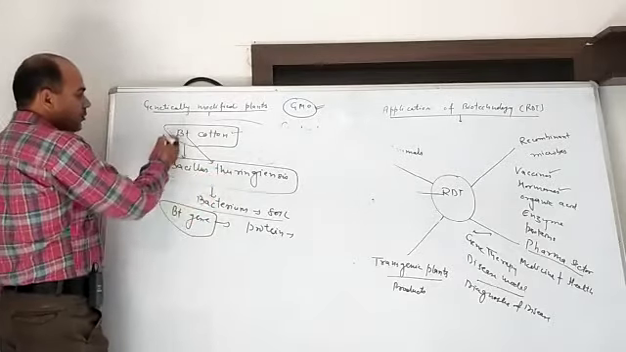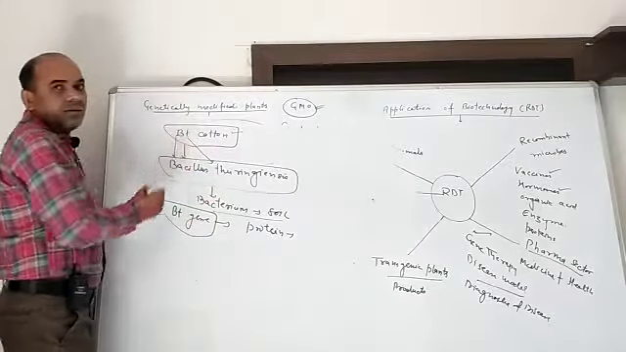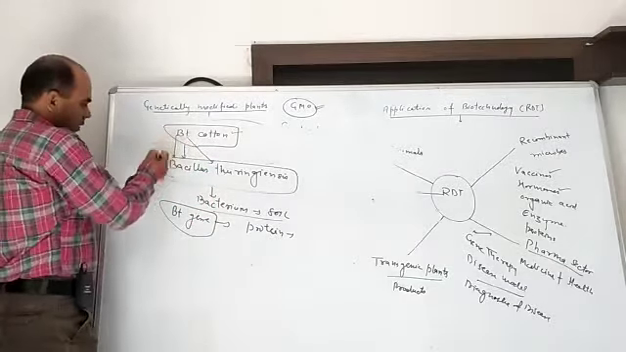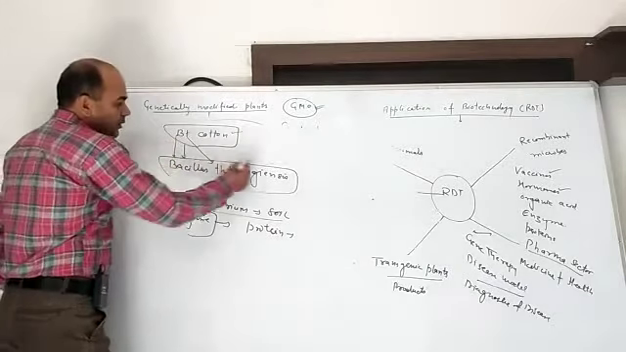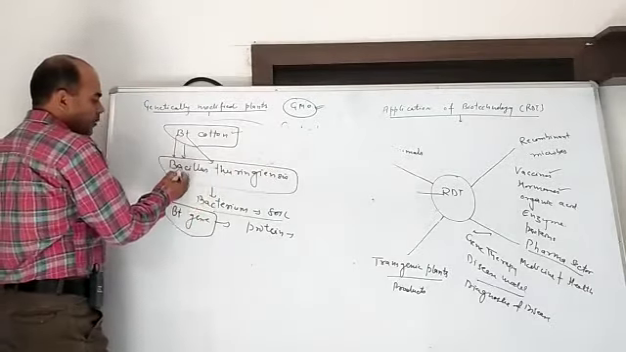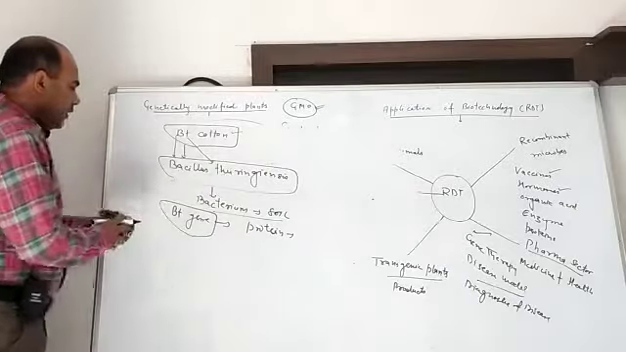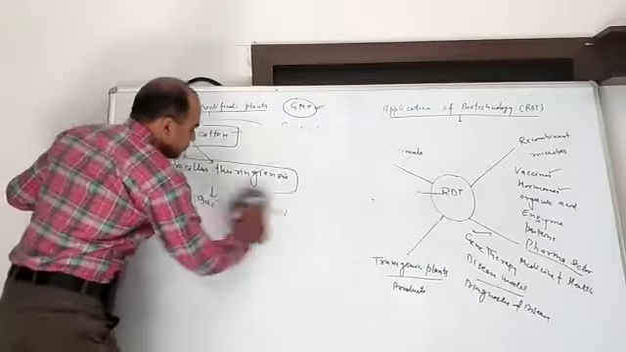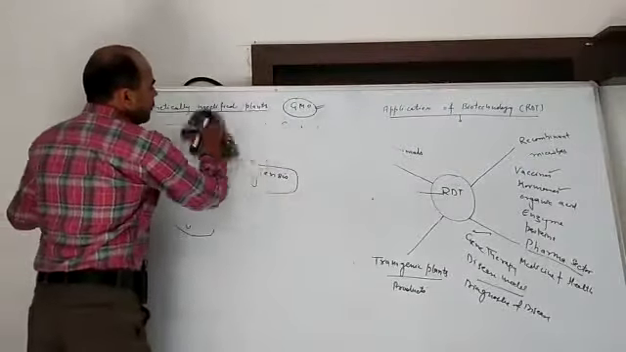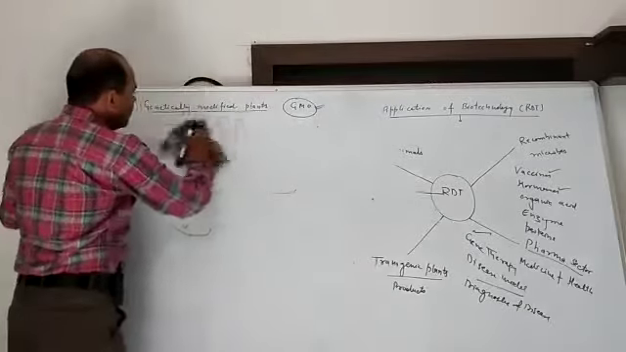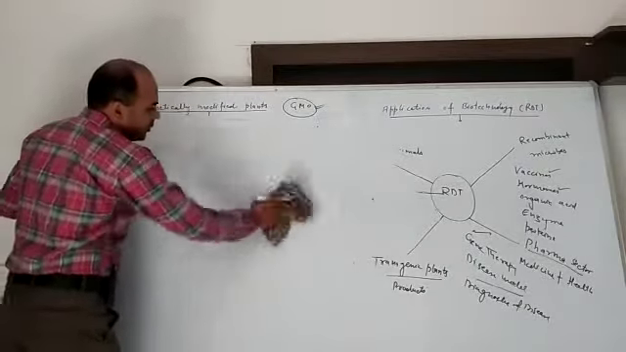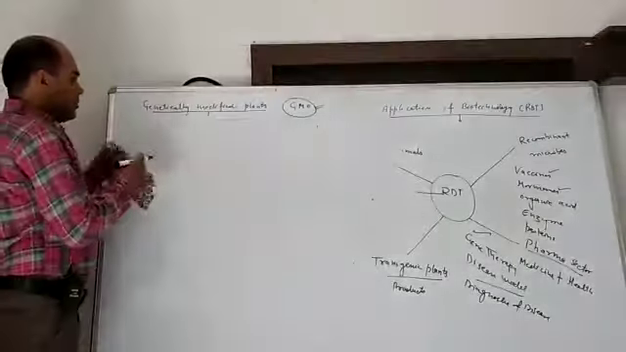So don't be confused. It is not the biotechnology shortcut. It is the name taken from a bacterium. The name of the bacterium is Bacillus thuringiensis. When this gene expresses, it will make the protein. These proteins are toxic. These proteins are made in the form of crystals.